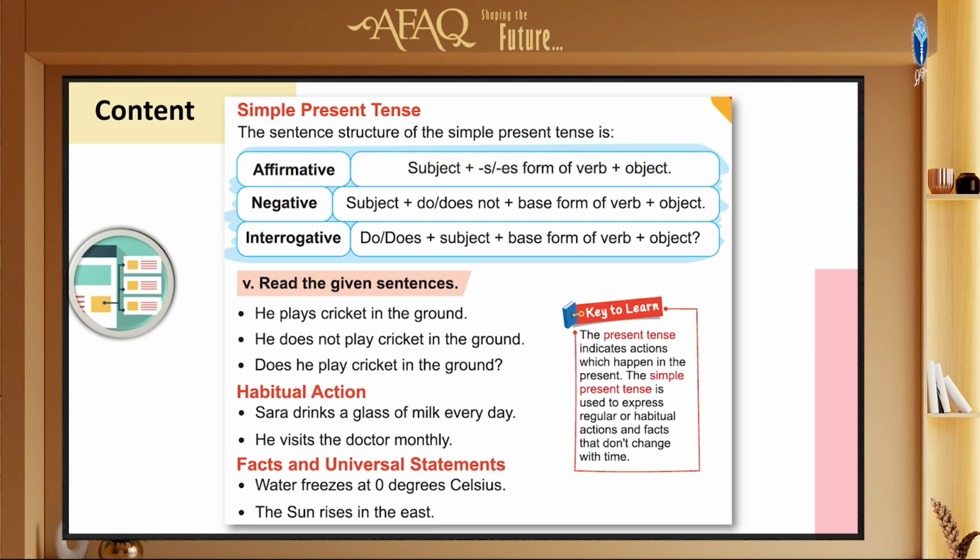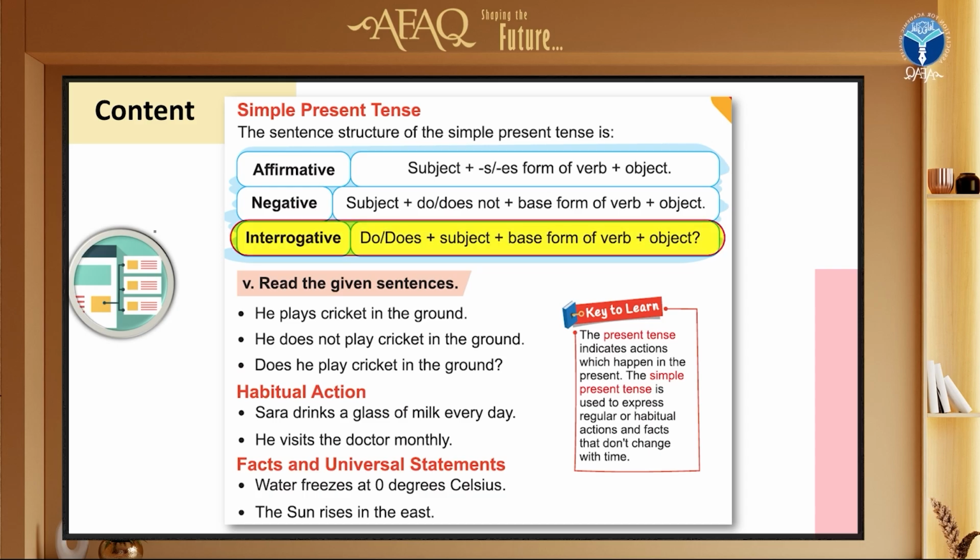Subject, verb with S and ES, and object. The next one is negative. Negative, as the word indicates, is a subject with do or does not, the base form of a verb, and an object. Whenever you are going to highlight anything negative, you are going to add not with specific words.